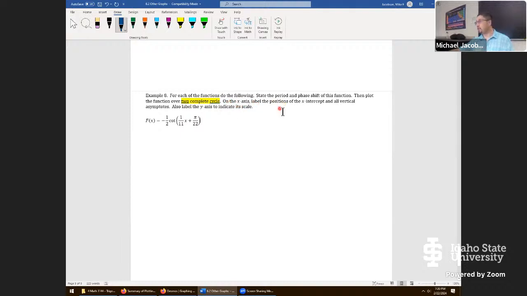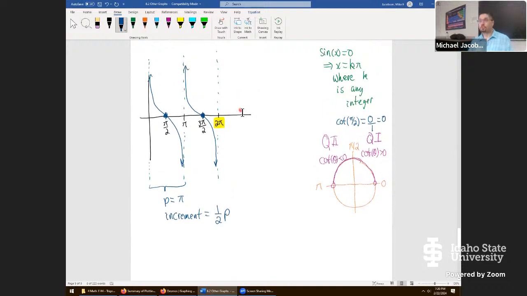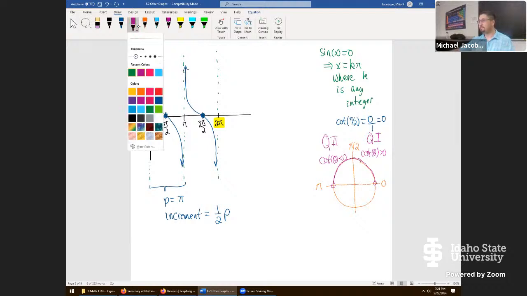We want the vertical asymptotes, all the x-intercepts. We'll label the y-axis to indicate its scale. You know, that's one thing I forgot on our plot above. Let's add a little bit more for the y-axis. That one's a trick, but it's the same trick that we used for tangent. If you go to this value, let's put this in purple to make it pop out.